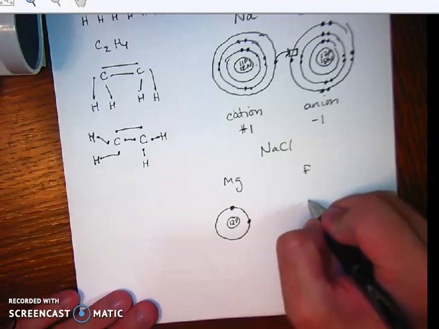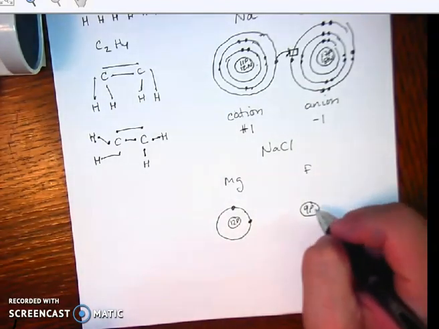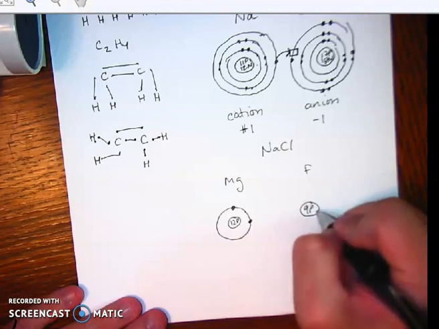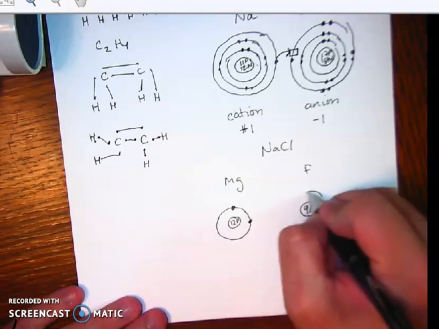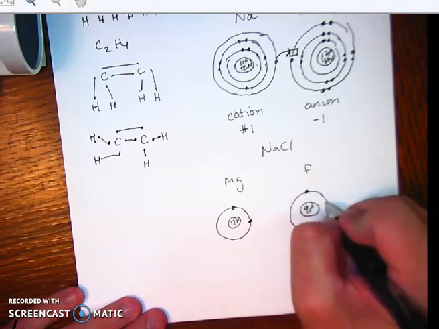Fluorine has an atomic number of 9 protons. It has an atomic mass of 19, so there'd be 10 neutrons. They don't really contribute in this diagram. The inner shell has 2. The outer energy level, once again, it's in the 17th column, so it has 7. That will account for my 9 total.